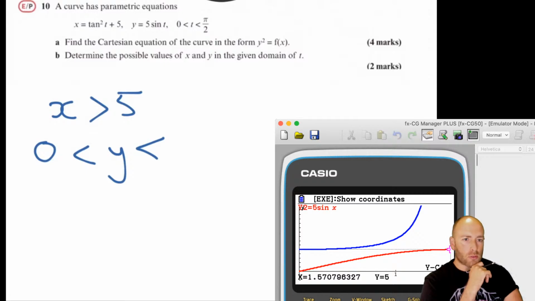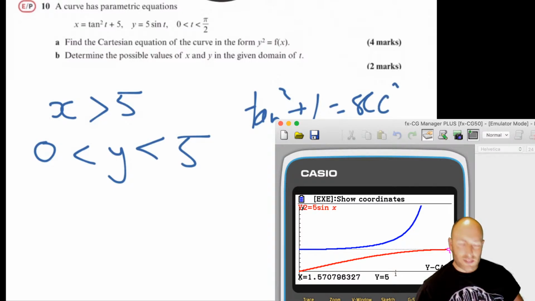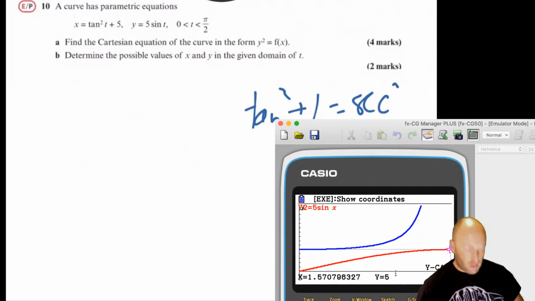Oh, y is 5. Cool, you can see that there. So y is less than 5. So that's that bit. Alright, let's go back to the first bit again, because it sounds like I did make a mistake there. Tan squared plus 1 is sec squared. Yeah, I did make a mistake. Okay, that's more annoying. That is definitely more annoying. We've got a minute. We can do this.